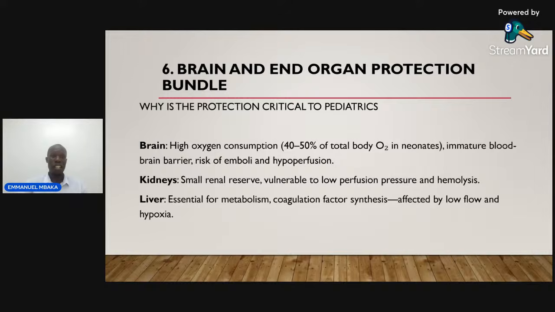So let's ask ourselves, why is the protection critical to pediatrics? Their brain has high oxygen consumption, that is 40 to 50 percent of total body oxygen in neonates. Also they have an immature blood-brain barrier with risk of emboli and hypoperfusion. Their kidneys have small renal reserve, which is vulnerable to low perfusion pressures and hemolysis. And their liver, which is essential for metabolism and coagulation factor synthesis, is affected by low flow and hypoxia. Next slide.